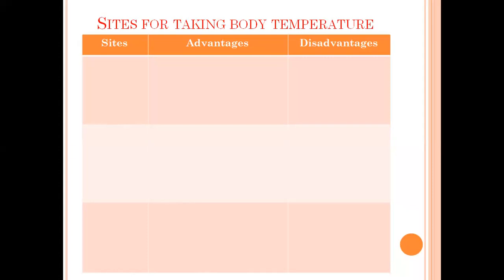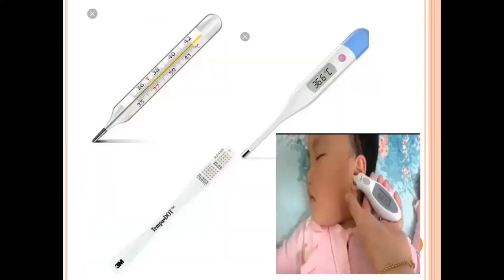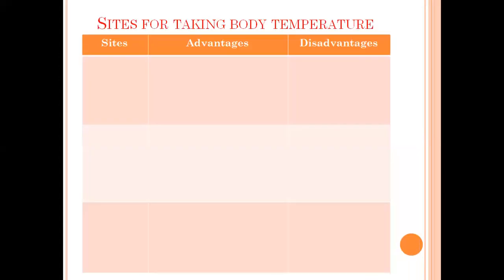Did you remember the previous picture? Tympanic thermometer. So the sites are: rectal, we take from the rectum area; oral, from the mouth; axillary, from the armpit; tympanic, which is from the ear. Okay, so these are the sites of taking body temperature.